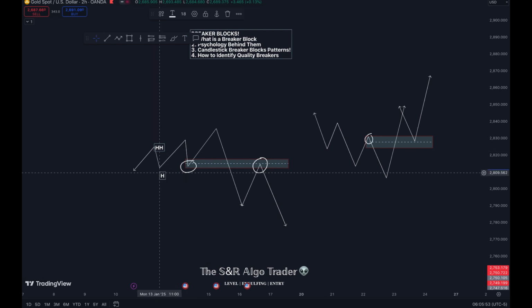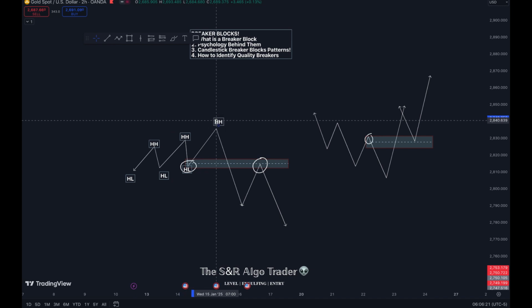This is a higher low. So I'll just copy it. So this is a higher low. This is a higher low. Okay. This is a higher high. This is a higher high.